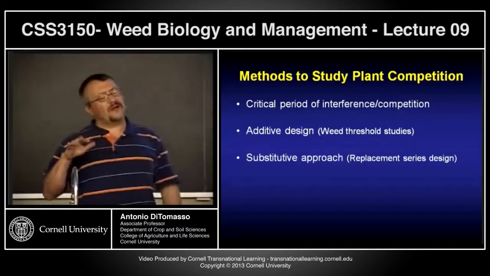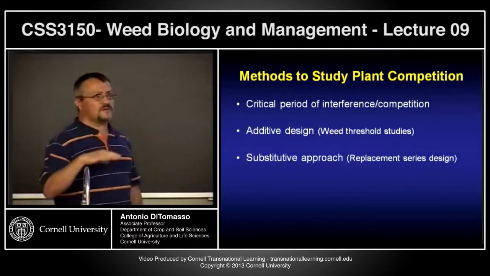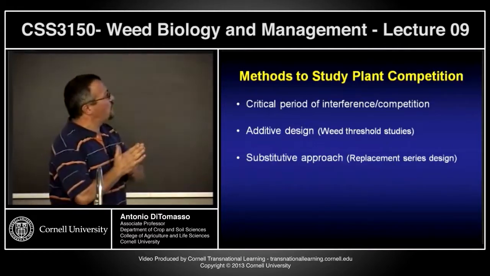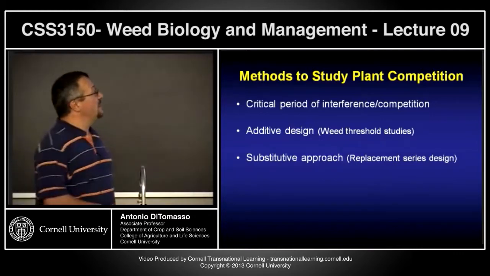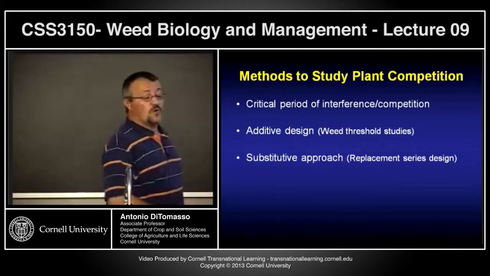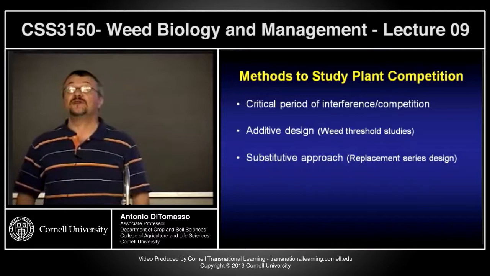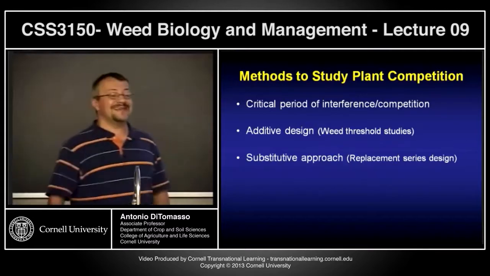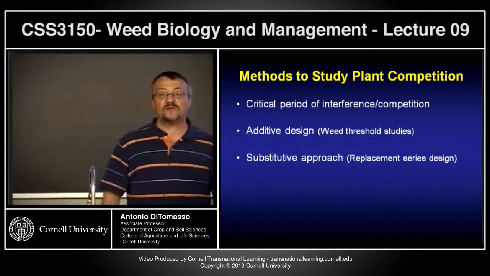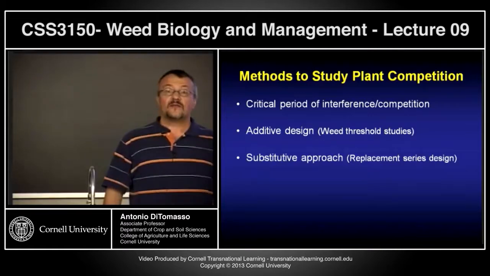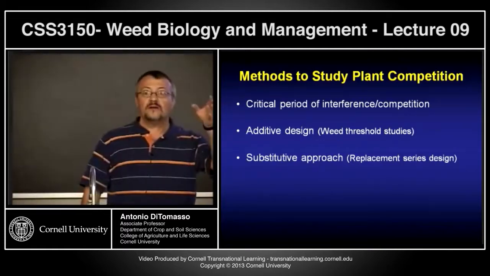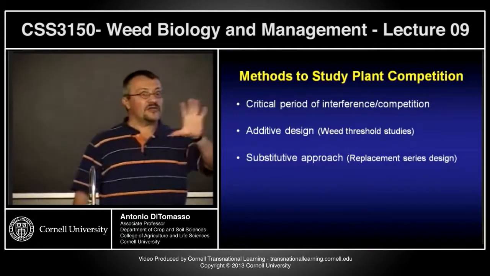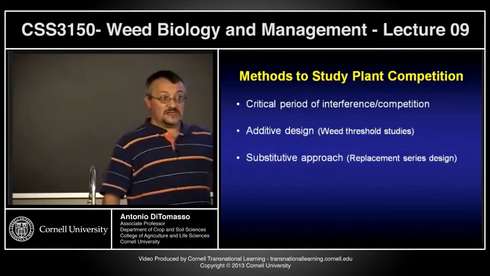The more, I wouldn't say theoretical, but one that's the substitutive approach, also referred to as the replacement series design, okay, is one that's more commonly used in research, where you're trying to get a feel for which species is more competitive. This weed, velvet leaf, or red root pigweed, or corn, okay? You're trying to get a hierarchy of competitive abilities. And I'll show you this method.